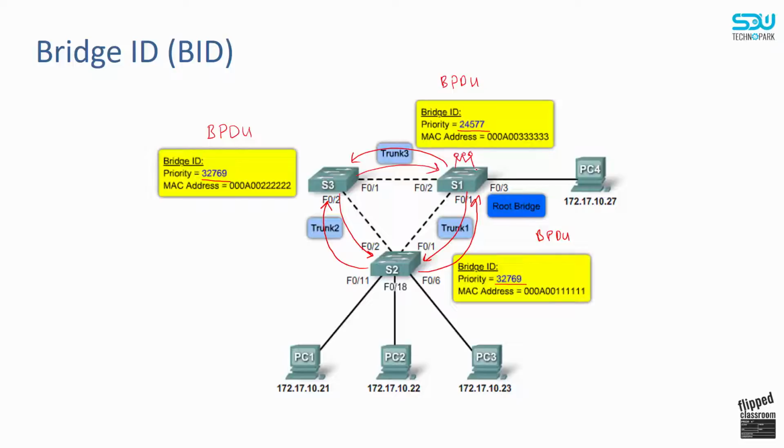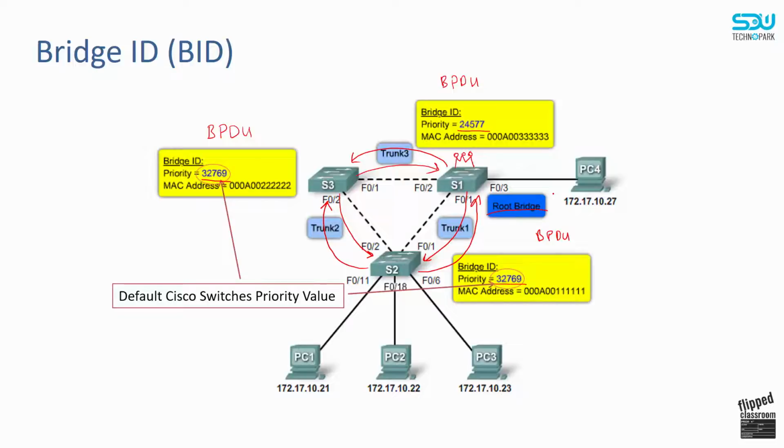It doesn't mean that this switch is much faster or much newer or so on. It can be just configured like this, and it can actually be the worst switch in the network. But with the priority value, it is possible for switch 1 to be the king, to be the center, to be the root bridge.